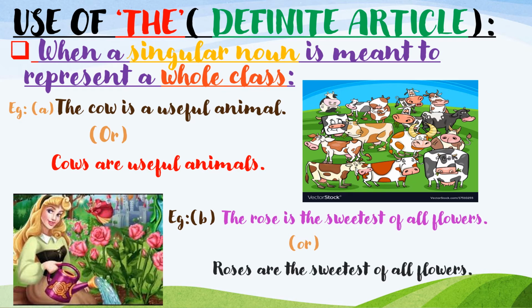So you can also restructure the sentence if you do not want to use the article the, like this: Roses are the sweetest of all flowers. Let me give you another example.